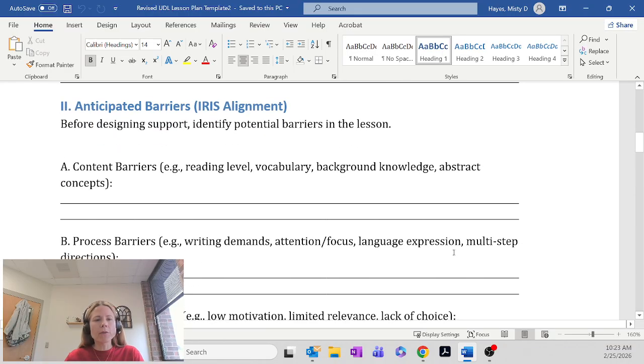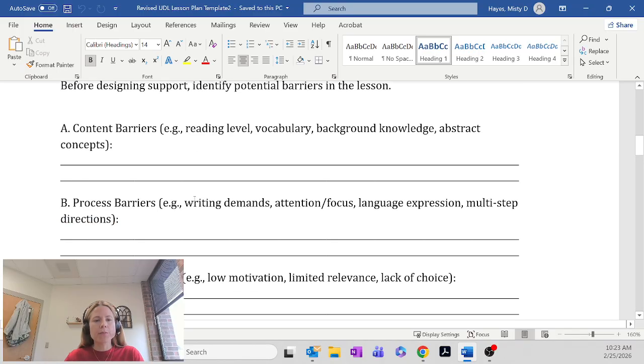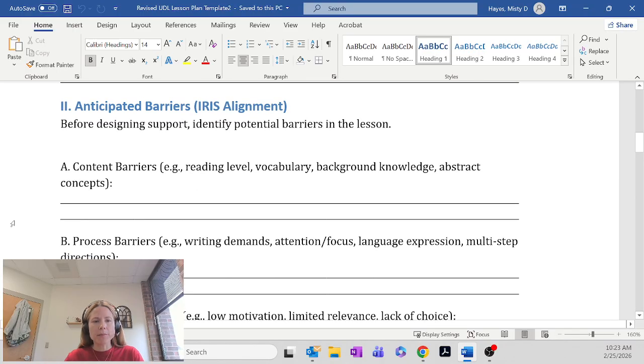The three that we're focusing on is content barriers, process, and engagement. So let's break them down. Content barriers are things like maybe their reading level, their vocabulary, their background knowledge, or abstract concepts. So what kind of things would you see that might be a potential barrier?